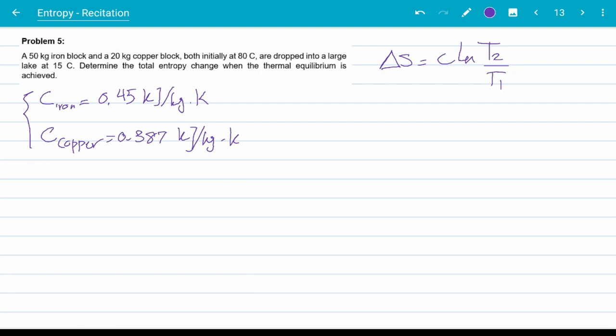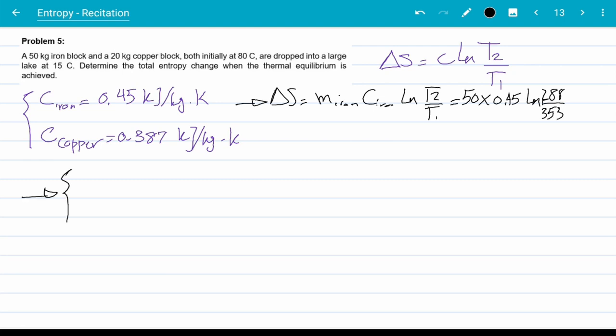Okay, so with these two pieces of information in mind, I can find the delta S for either of them. For iron, delta capital S is going to be the mass of the iron times C of iron, natural log of T2 over T1 for the iron. This gives me 50 kilograms times 0.45 times natural log of, now temperatures need to be in Kelvin, T2 is 15 degrees Celsius, that is 288 Kelvin. T1 is 80 degrees Celsius, that is 353 Kelvin. You get that delta S of iron is -4.579 kilojoules per Kelvin.